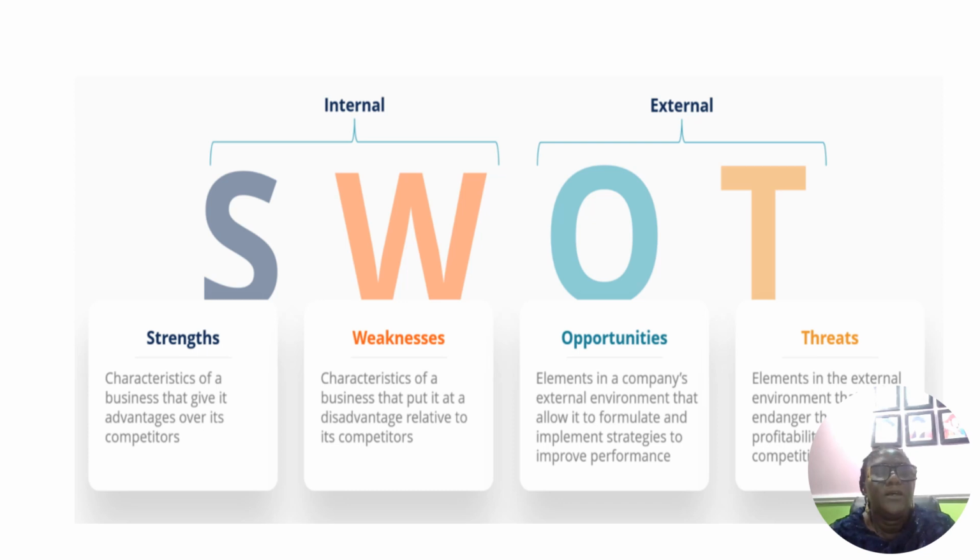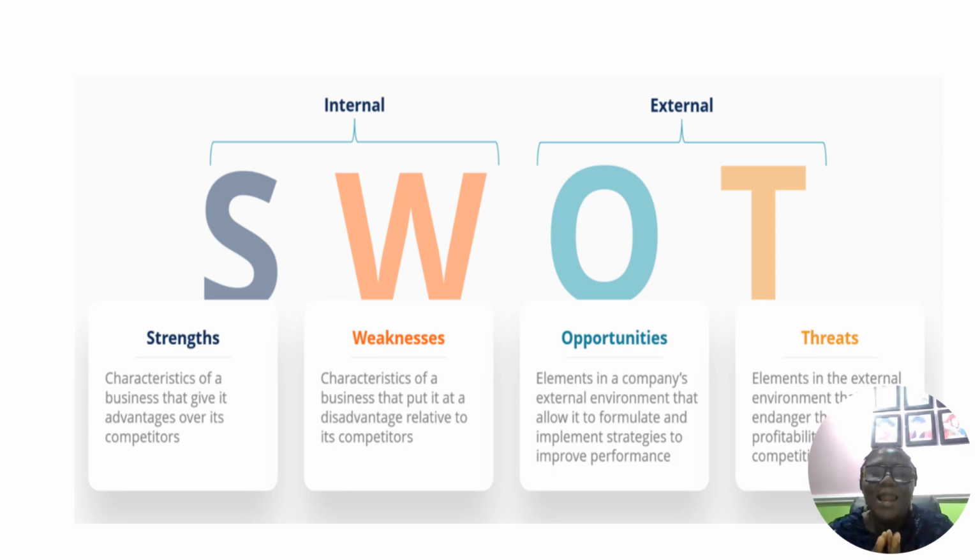So, the S, that's the strength, is the characteristics of a business that gives it advantages over competitors. The agribusiness owner needs to identify these characteristics and list them as his or the system's strengths. Weaknesses are characteristics of a business that put it at a disadvantage relative to competitors.